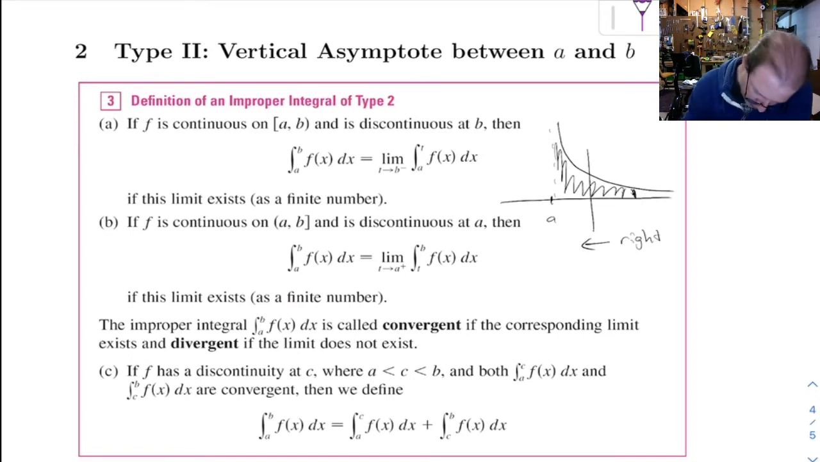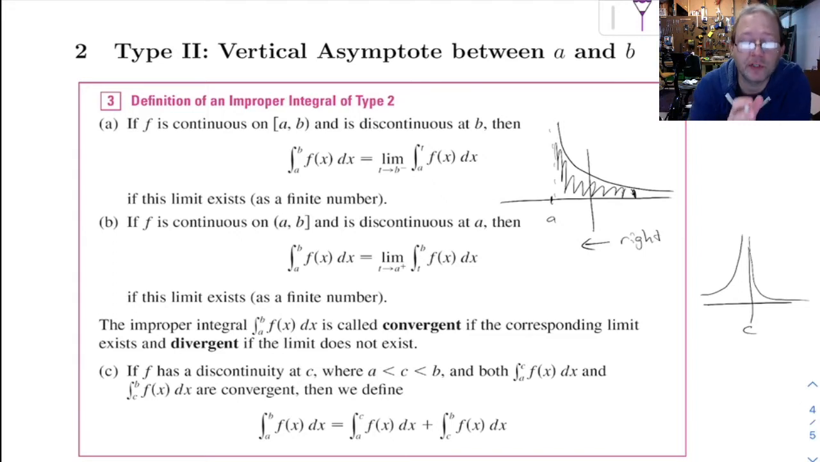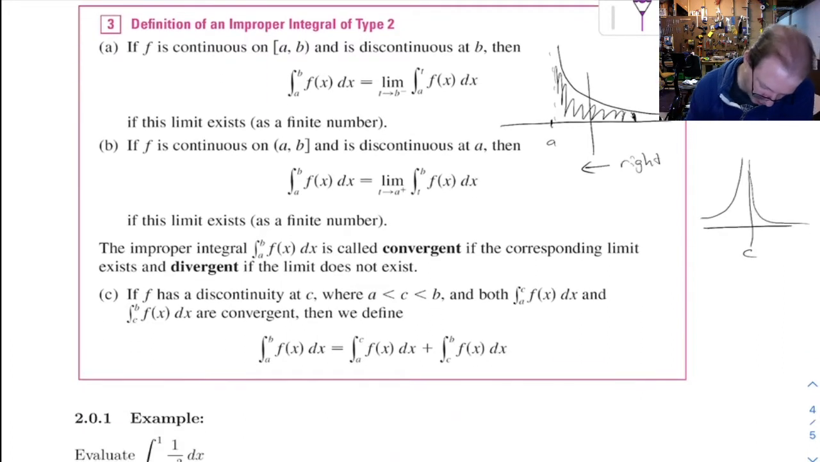And if you have a discontinuity in the middle, then what it says to do is split it up here in the middle. Call the place where the discontinuity is C, and then just break this into two integrals, one with C on top, one with C on bottom. So one gets you this area, one gets you this area, and you just add them together. Of course, one of them is this type and one's that type.